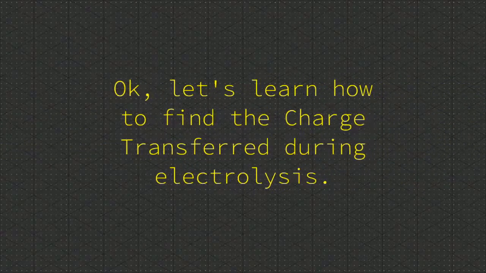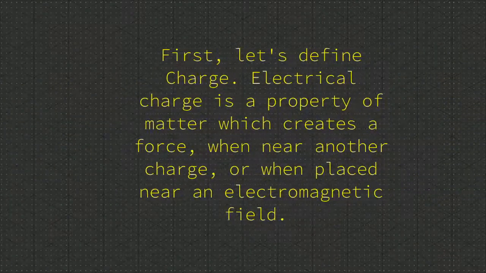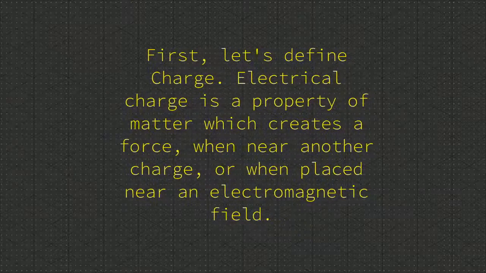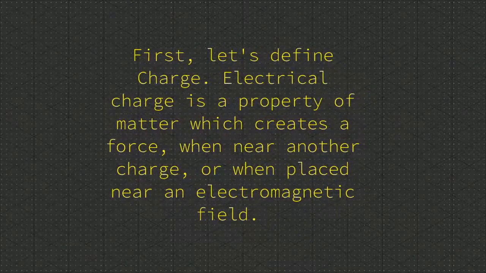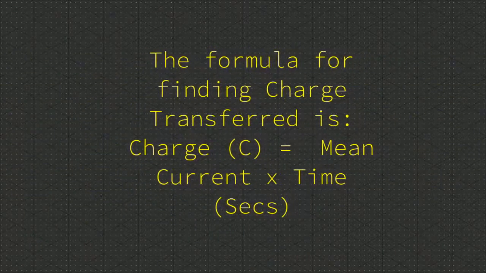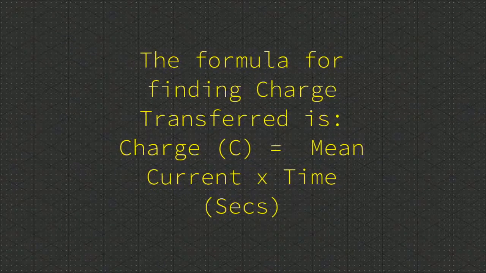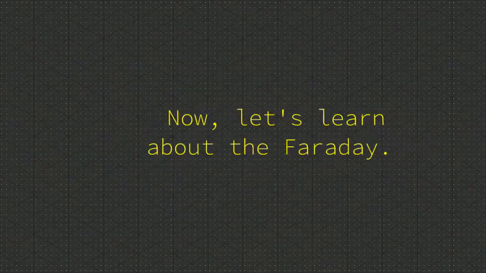Okay, let's learn how to find the charge transferred during electrolysis. First, let's define charge. Electrical charge is a property of matter which creates a force when near another charge, or when placed near an electromagnetic field. The formula for finding charge transferred is charge in coulombs equals mean current times time in seconds.